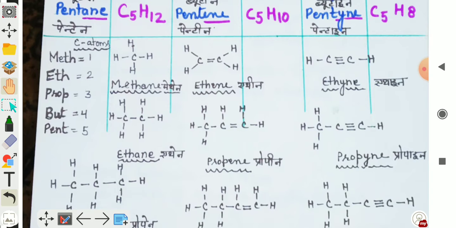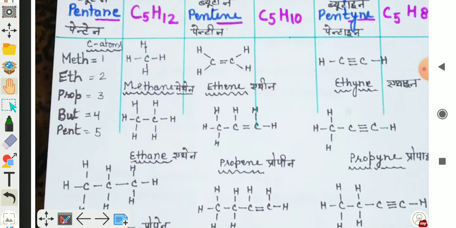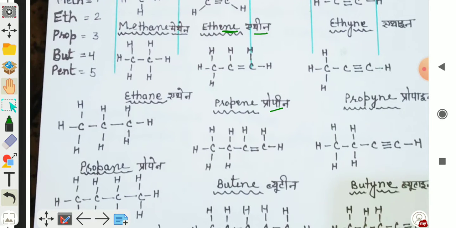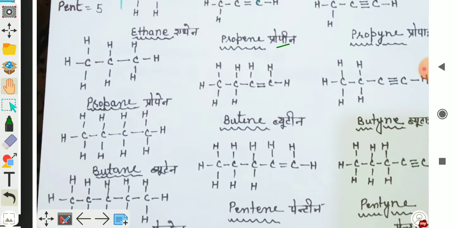When we add ane, as in ethane, propane, it means the compound has single covalent bonds, while when we add ene, as in ethene, it means the compound has a double covalent bond between 2 carbon atoms of the compound. Ethene is 2 carbon, propene 3 carbon, butene 4 carbon and pentene 5 carbon.